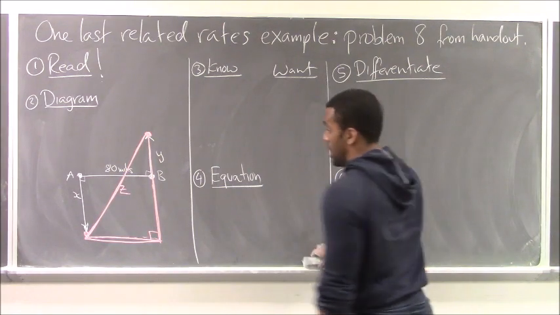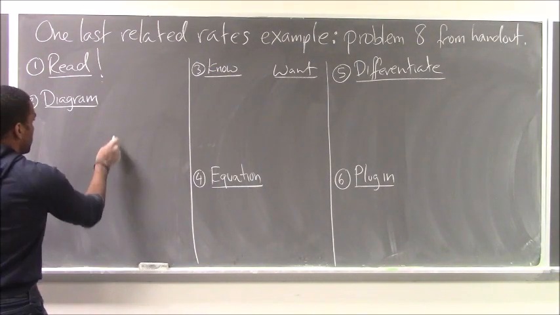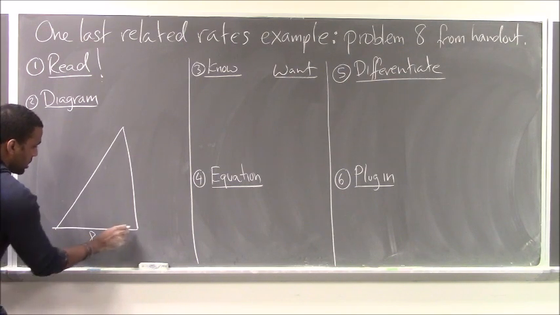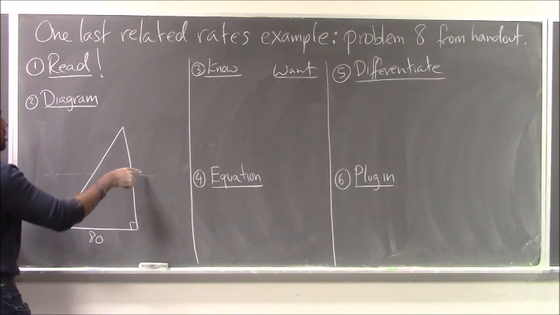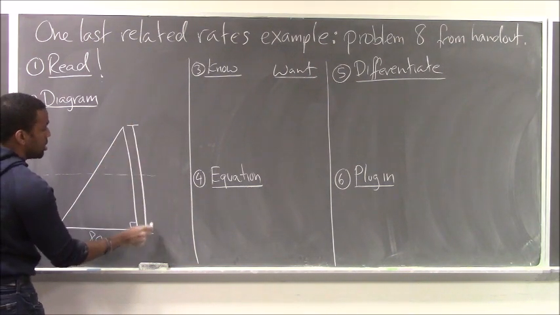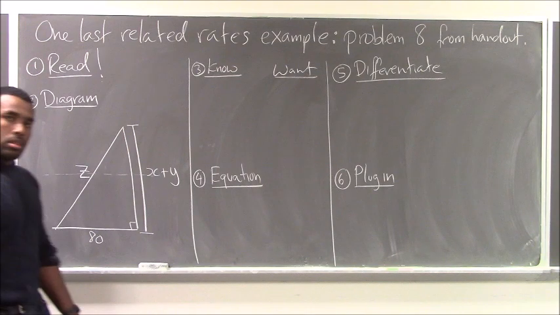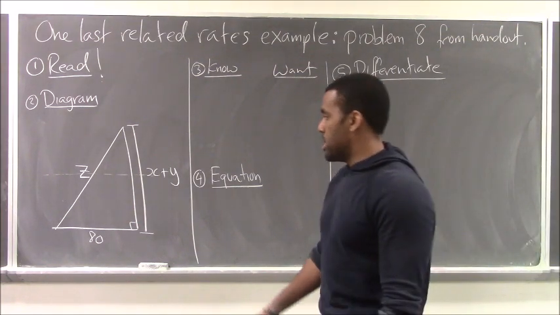So let me clean this up a little bit. Now our diagram is going to look like this. This base is 80, and that's a right triangle. Remember there was a point where above that was a distance y, below that was a distance x, so the height of this triangle is x plus y, and the hypotenuse of this triangle is z. It's a right triangle where the hypotenuse is z, the height is x plus y, and the base is 80 miles.